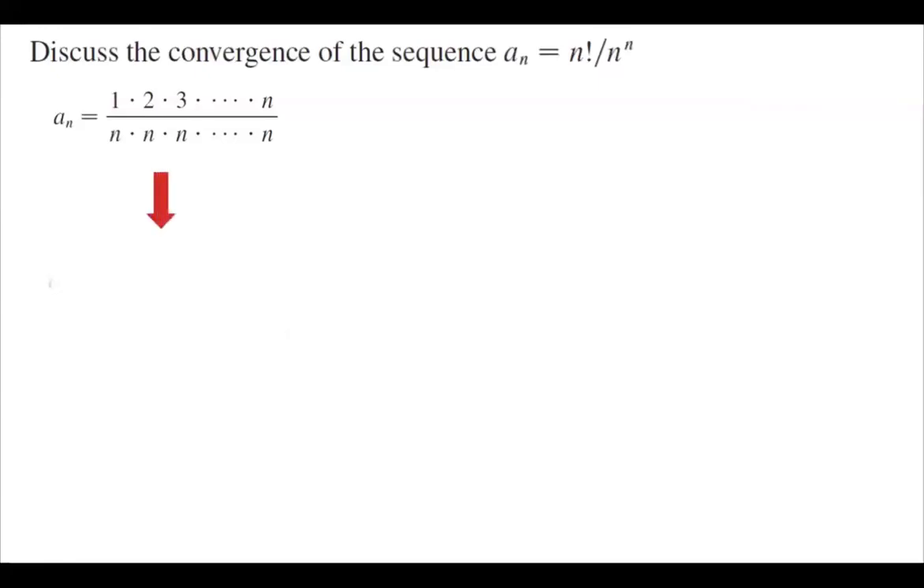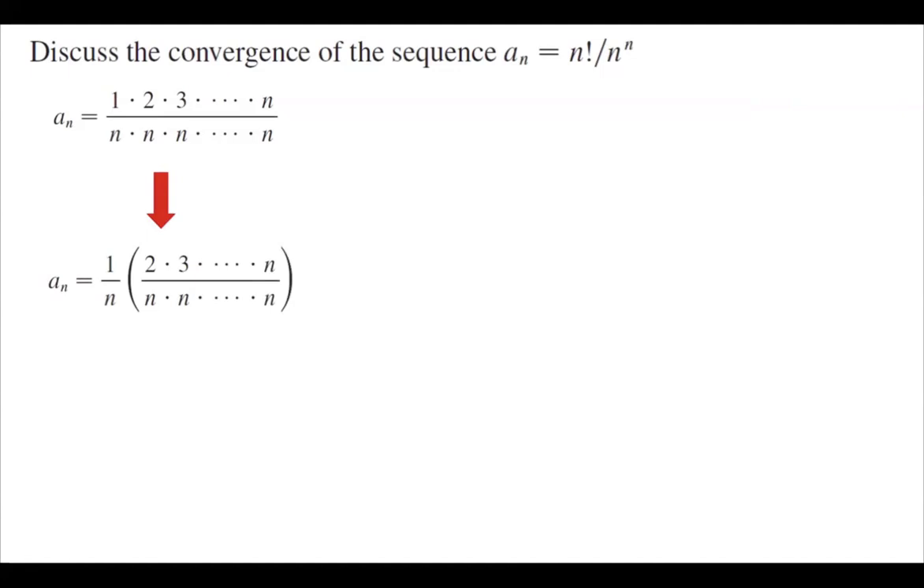Suppose you're interested in discussing the convergence or divergence of the sequence an, which is n factorial divided by n to the power n. Well, an can be written as 1 times 2 times 3 times 4 times 5 times up to n, which is the definition of n factorial, divided by n to the power n. It means that n is multiplied by itself n times. You can also rewrite an as 1 over n multiplied by 2 times 3 times 4 times up to n, divided by n times n times n times n.